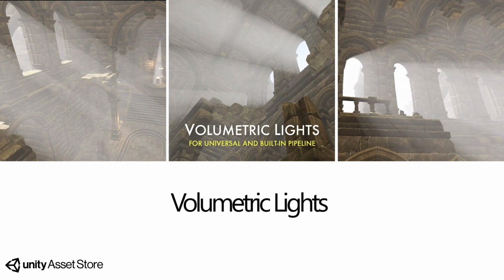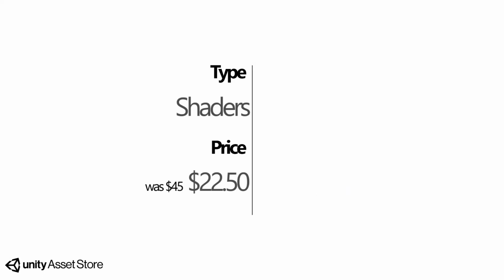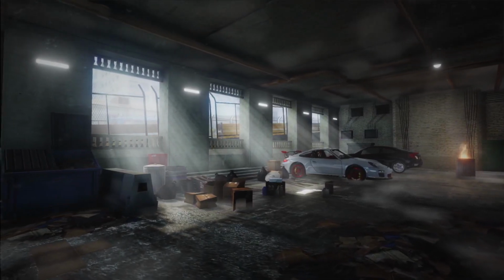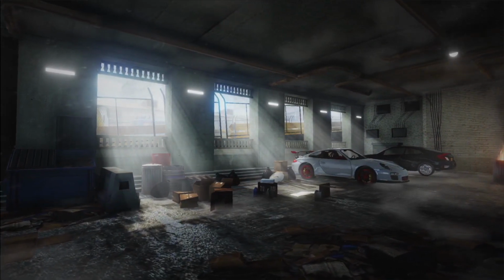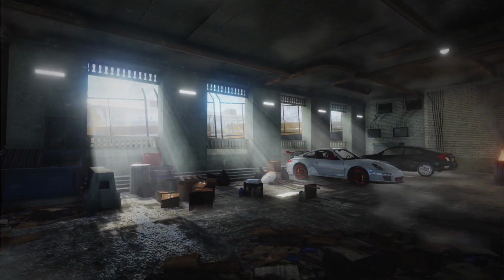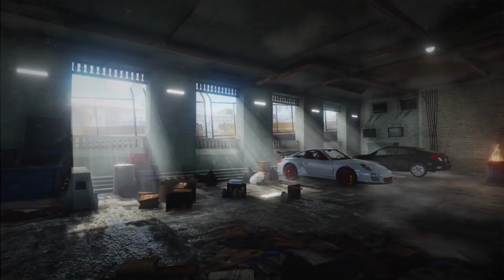Volumetric Lights gives you exactly what the name suggests, so Volumetric Lights, again only for URP and built-in render pipeline. It's an asset I haven't used myself, so I'm not really sure how well it performs. It's insanely popular though, so I'm pretty sure it must be good. So yeah, check the link in the description to have a look.